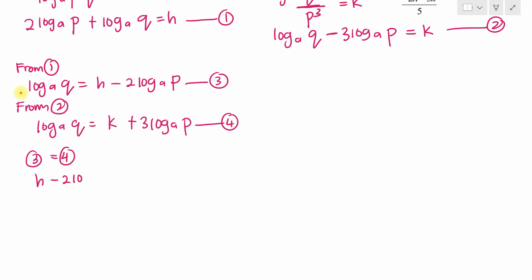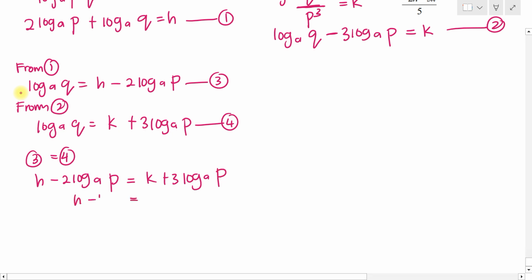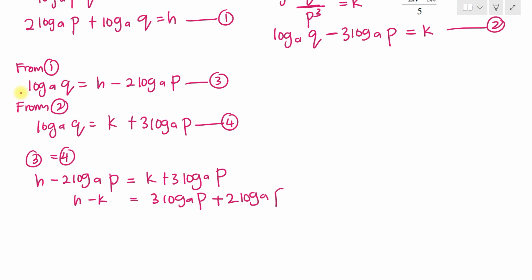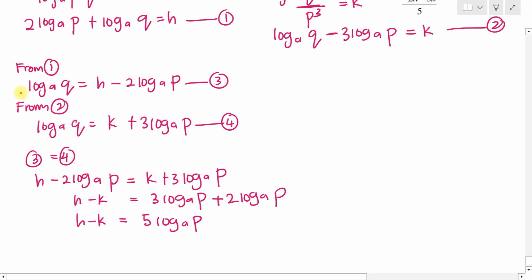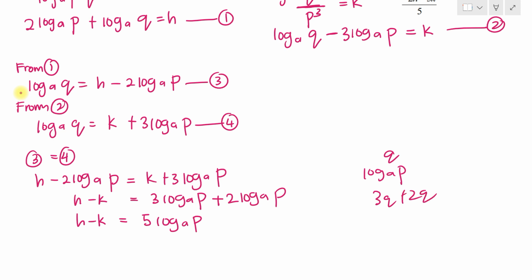So H minus 2 log AP is equal to K plus 3 log AP. So H minus K equals 3 log AP plus 2 log AP. Is it? So H minus K equals 5 log AP. We can add them. Treat log AP like Q, so 3Q plus 2Q is what? 5Q, right?